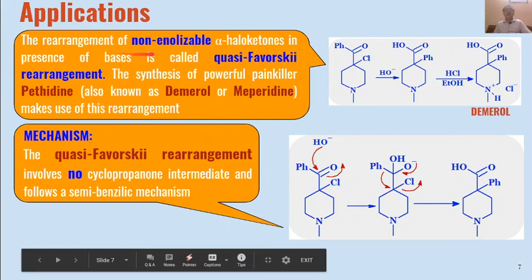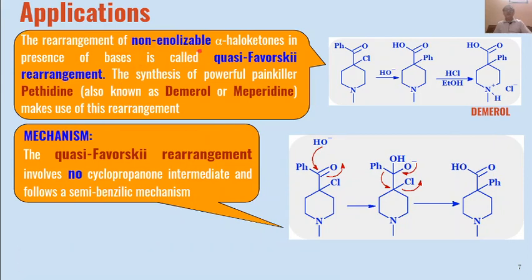Then as I told you, non-enolizable alpha haloketones undergo quasi-Favorskii rearrangement instead of pure Favorskii rearrangement in the presence of bases. So here what happens is, for example, this is the synthesis of a powerful analgesic, that is painkiller, pethidine, which is also known as Demerol or meperidine. So this is the structure of Demerol.